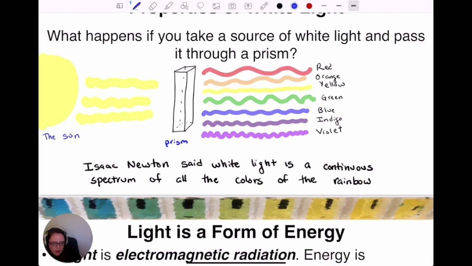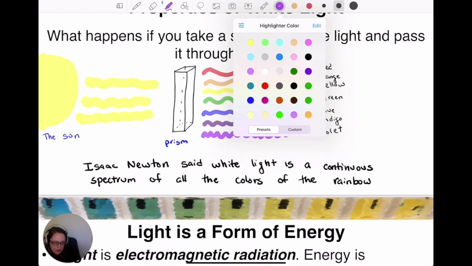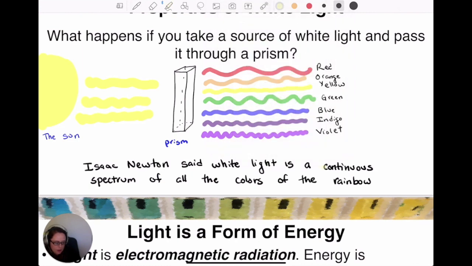And so what a continuous spectrum means is that we don't just have red and then orange and then yellow. If you look in between, like on the rainbow that's cast, you'll see a continuous blend or an even blend of shades to go between orange and yellow, between yellow and green. So he said this would be a continuous spectrum. Okay, so go ahead and highlight continuous because we will come back to that.